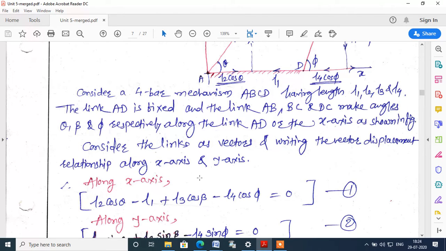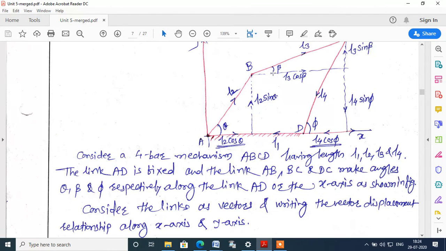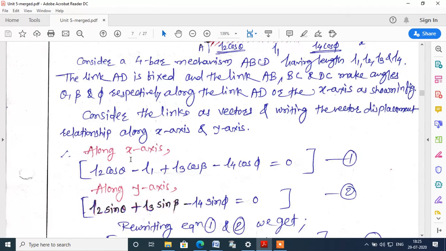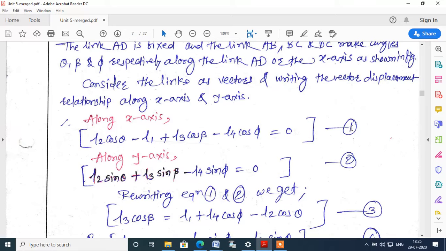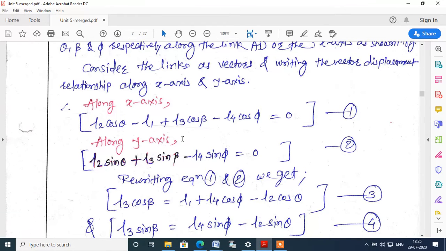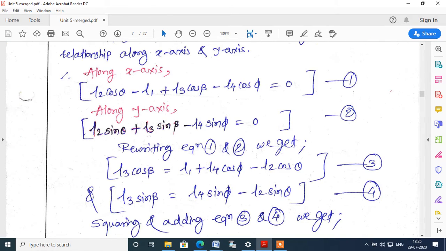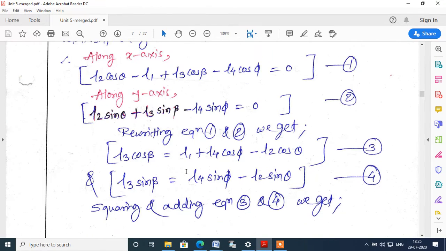Then along the y axis, it is L2 sin theta plus L3 sin beta minus L4 sin phi equal to 0. So we are rewriting equations 1 and 2 again. Taking all the terms to the right hand side, L3 cos beta equals L1 plus L4 cos phi minus L2 cos theta. And L3 sin beta equals L4 sin phi minus L2 sin theta. We are just rewriting these equations.